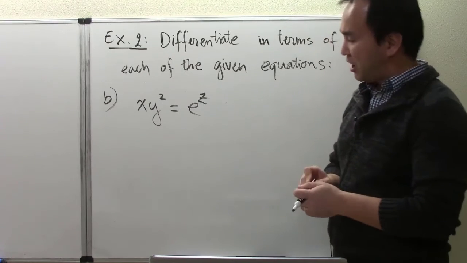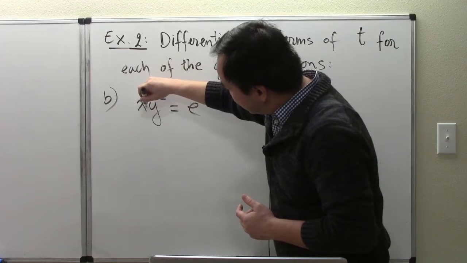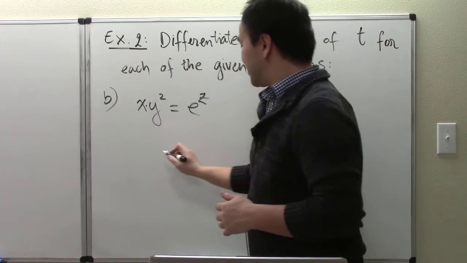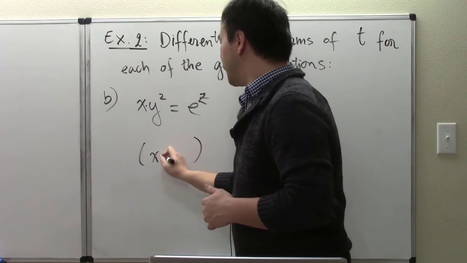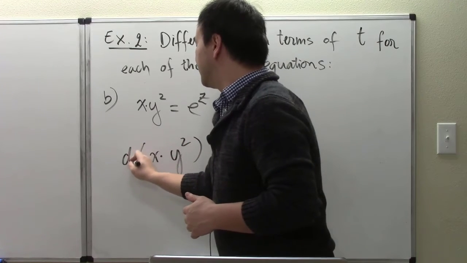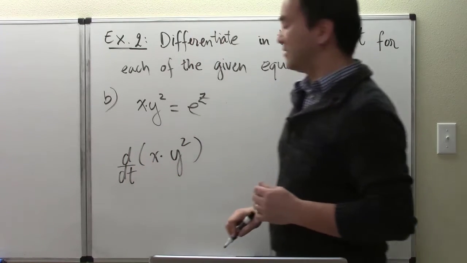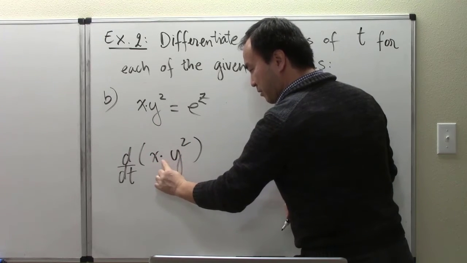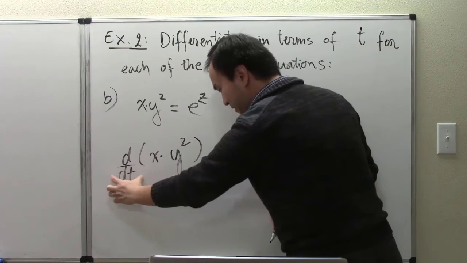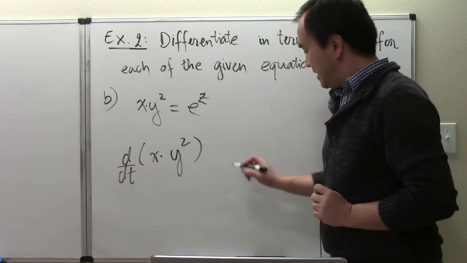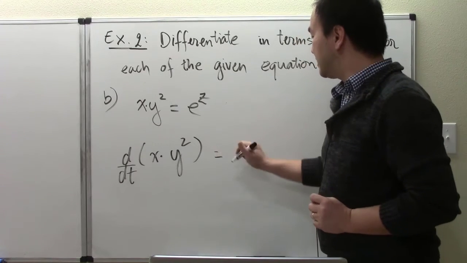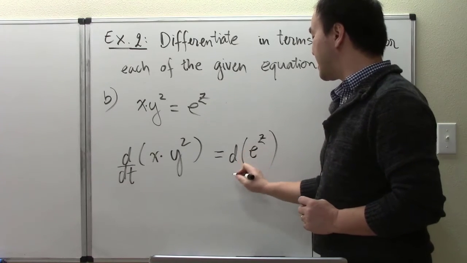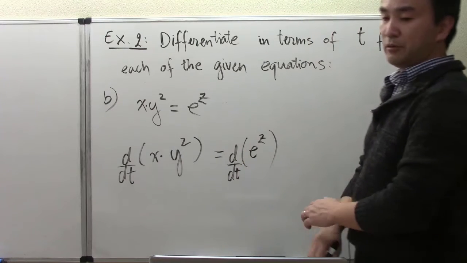Before I go on too far, just a quick thing to realize. This is a product between x and the y squared. From that point on, we are ready. On my left hand side, I am going to apply the differentiation operator, meaning I am going to differentiate my left hand side as a product of x and y squared, with respect to t, and that's what the dt is for. Then I am doing the same thing for my right hand side: I am going to differentiate the term e to the z with respect to t.